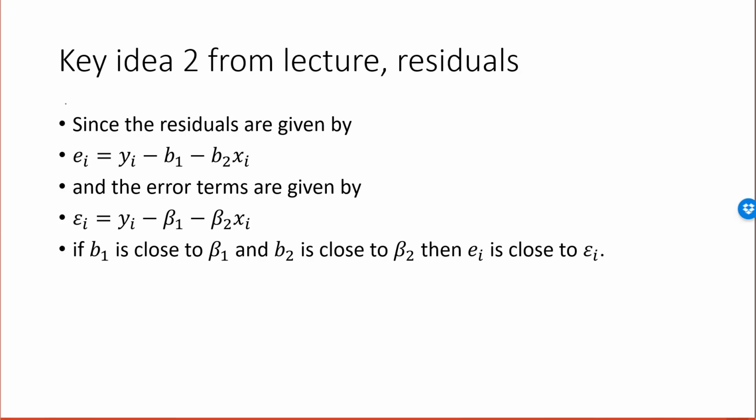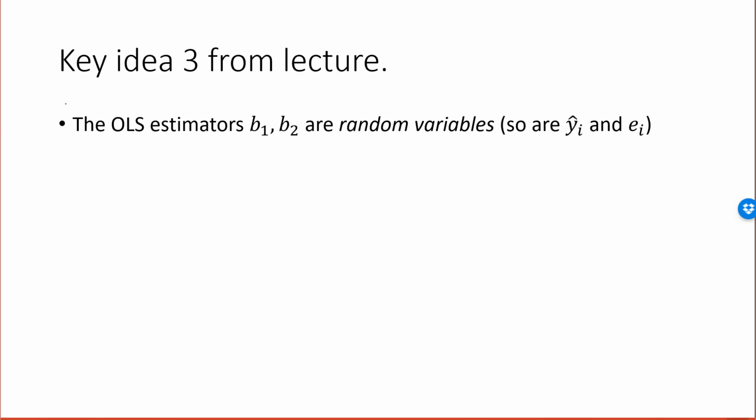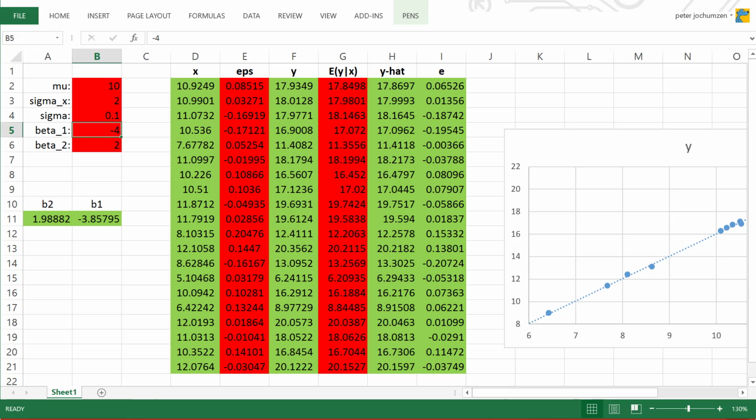Finally, one of the most important ideas from this lecture is the fact that we really need to view b1 and b2 as random variables. We have to view them as random variables. Why? Well, it kind of follows from this simulation study. Beta 1 and beta 2, those are not random variables. Those are fixed, constant, even though they are unknown. But the x data and the y data, the random sample, those are random variables.